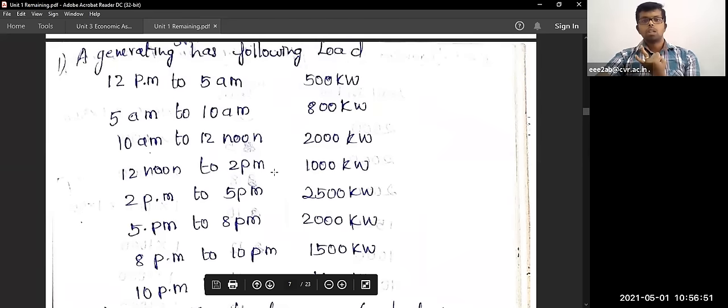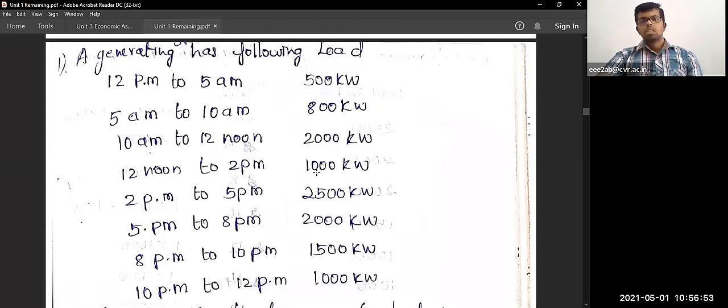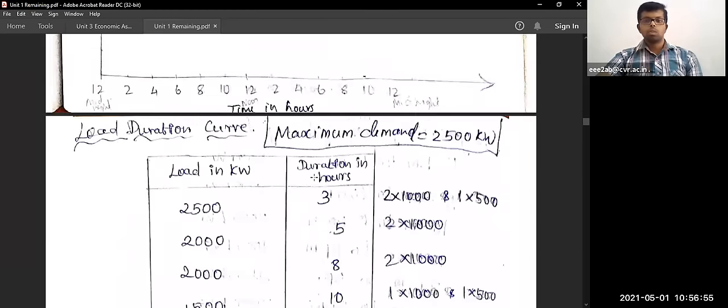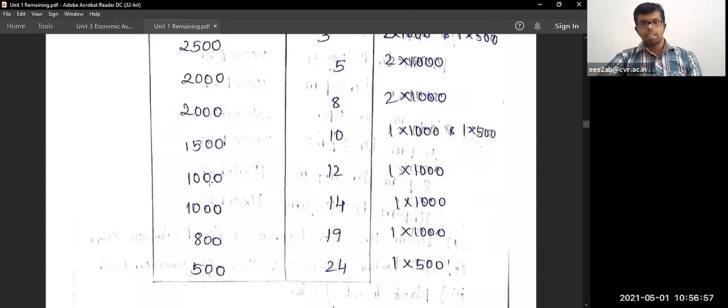So next 12 to 2, again 2 hours. You can write there as 4 or 2, 2 like that also you can write. So I am writing here 1000. So 10 plus 2 is 12. Again 1000 for 2 hours. So 12 plus 2 is 14.